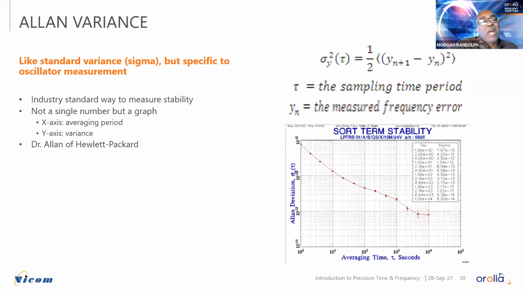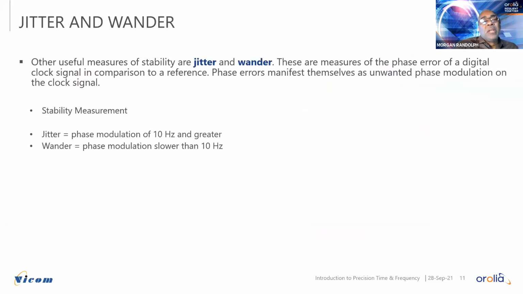This is just the mathematics that they use for the Allan variance. It's really nothing important here, nothing your customer is going to be asking you about. But jitter and wander are other useful measurements of stability. These are measures of the phase error of a digital clock signal in comparison to a reference. If you're using GPS or GNSS as your reference, the jitter and wander will be compared to that. If you're using NTP, the jitter and wander will be compared to the NTP.